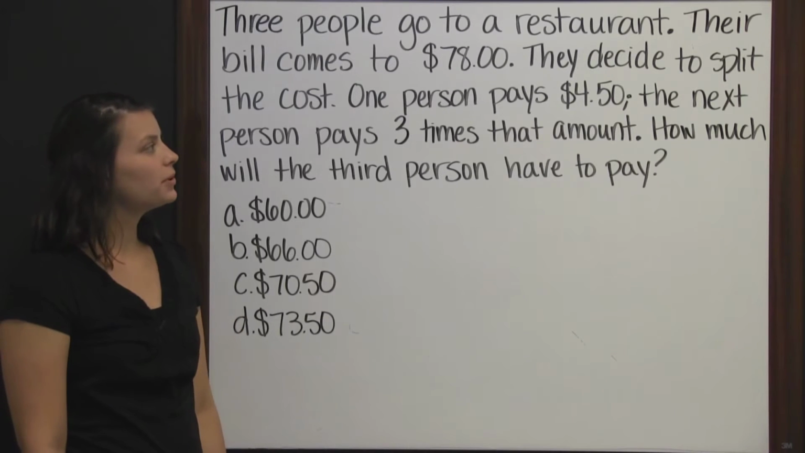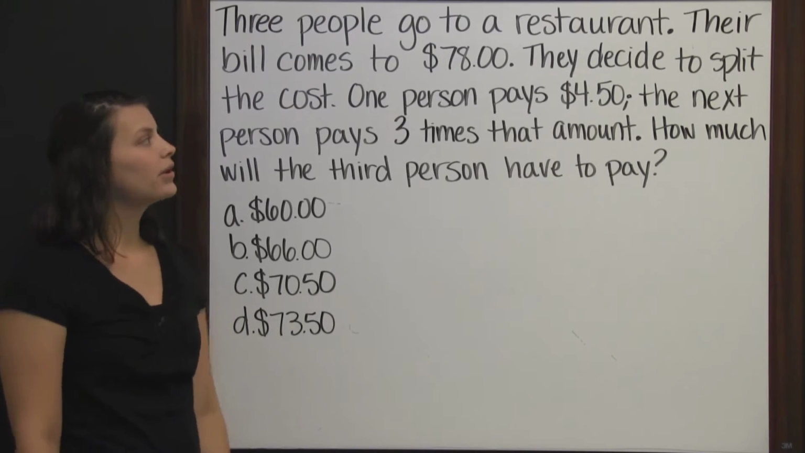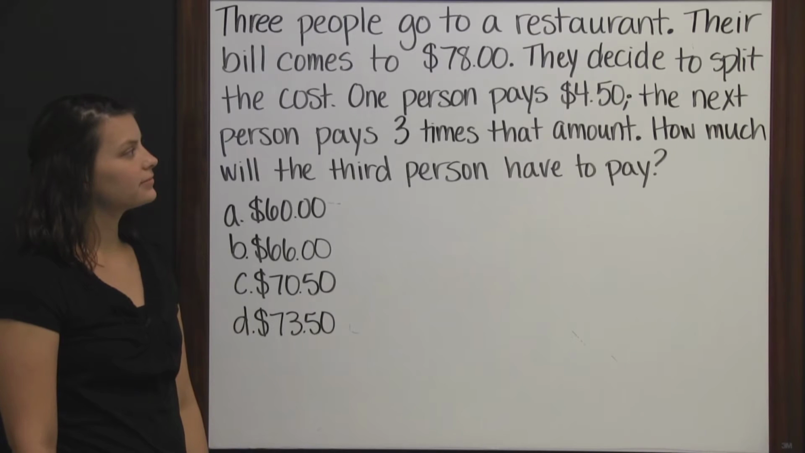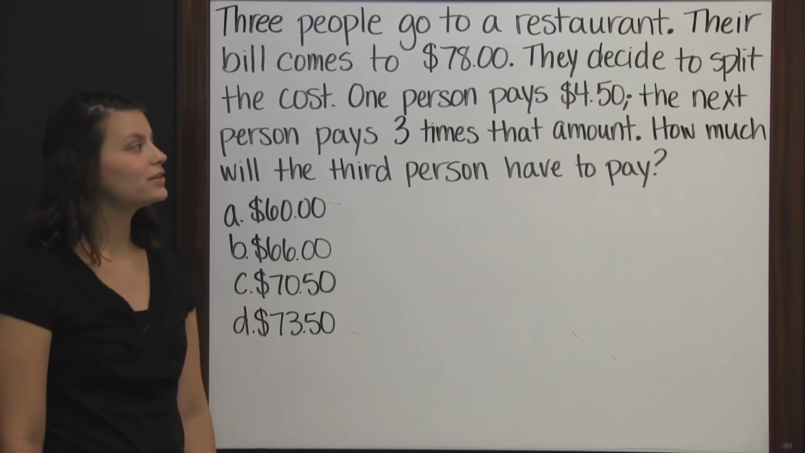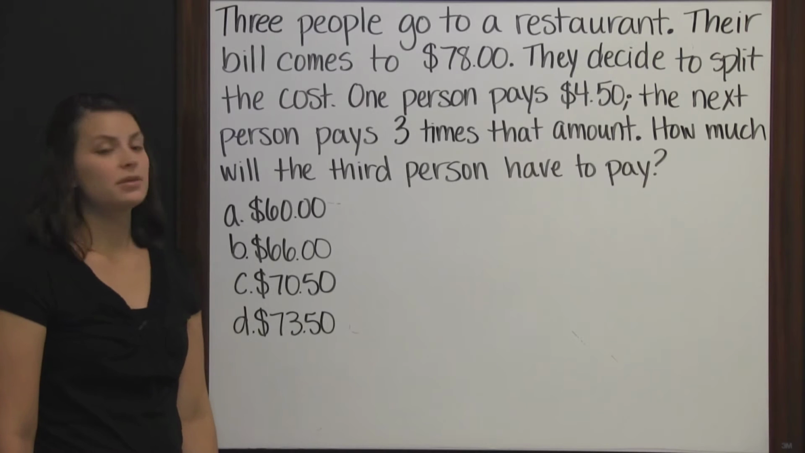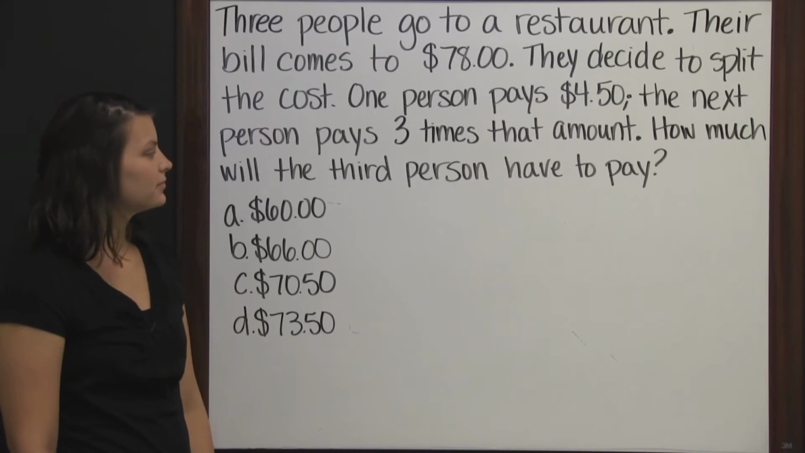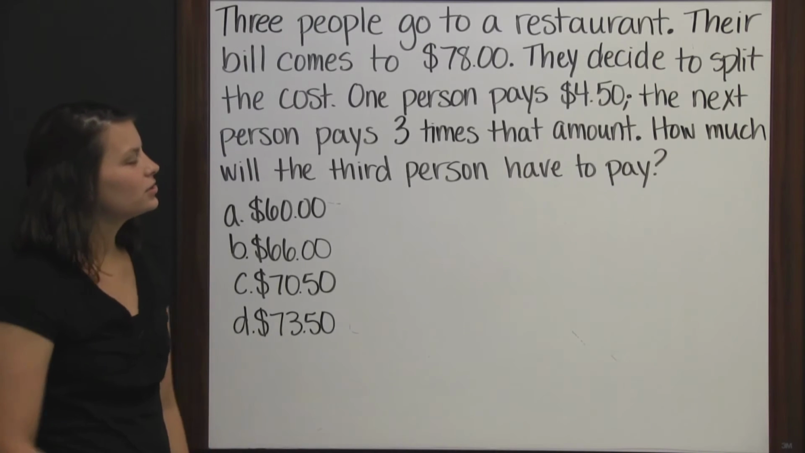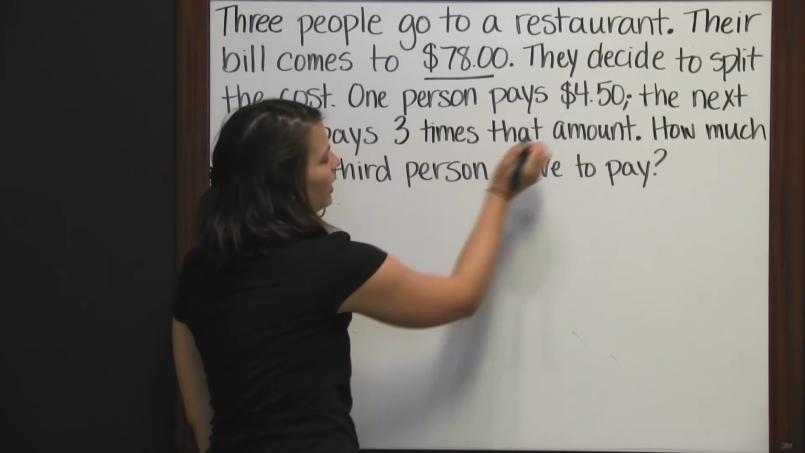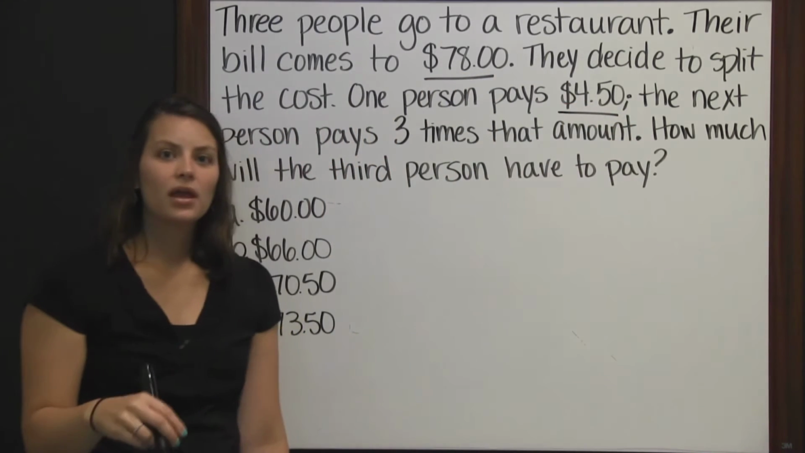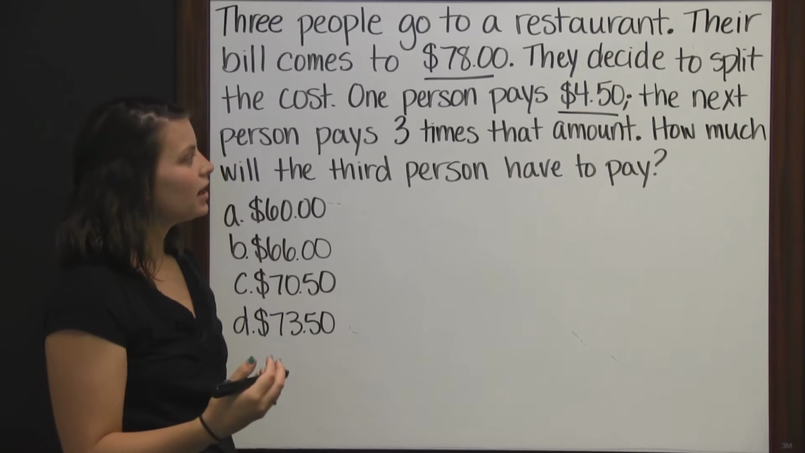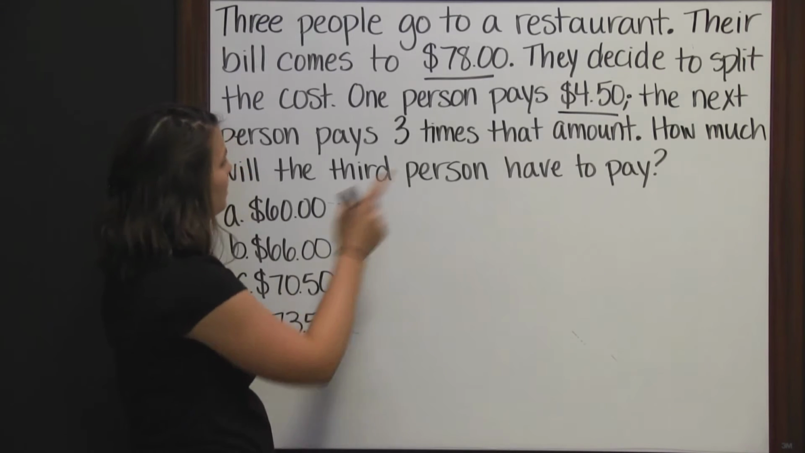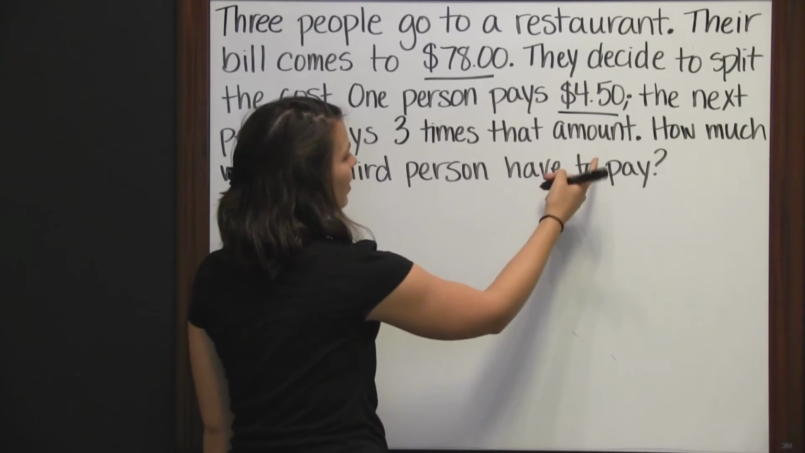Three people go to a restaurant. Their bill comes to $78. They decide to split the cost. One person pays $4.50. The next person pays 3 times that amount. How much will the third person have to pay? So we know the total and how much one person paid. We're also given an idea and a way to figure out how much the second person paid. Says the next person pays 3 times that amount.